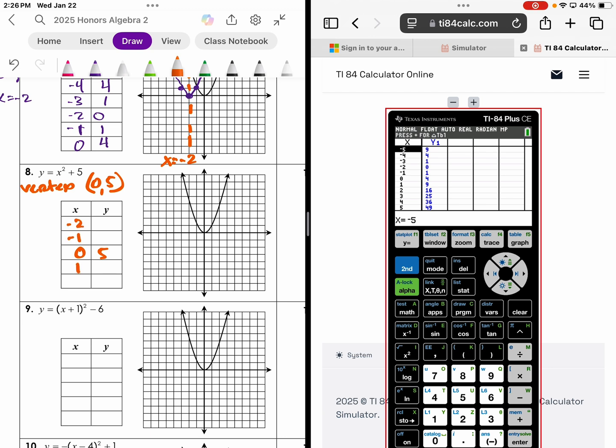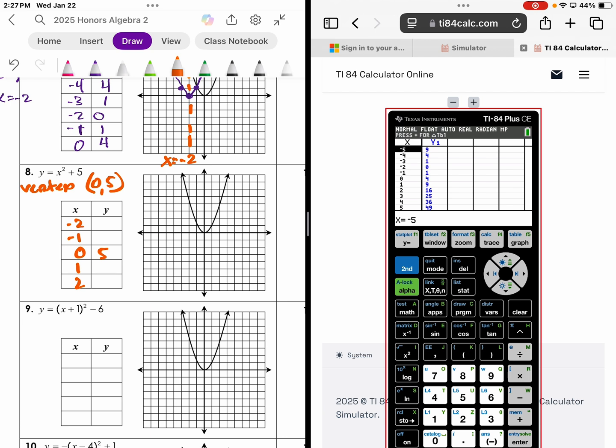Can you do it by a different scale? Sure. You just make it a lot harder on yourself. There are times when I would do it different, but that's when there's a fraction on the x. That's when I would go by something different.